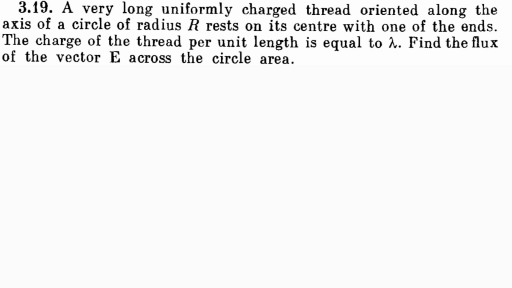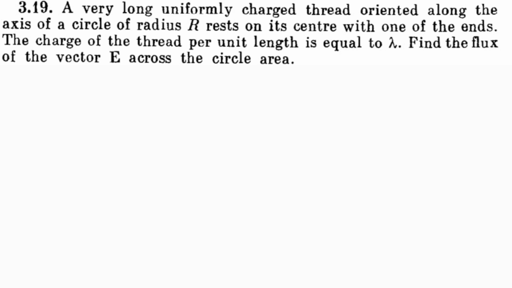So we are dealing with the electric flux series, and it is the first problem for the electric flux series. This is problem number 3.19, and the problem is stating: a very long uniformly charged thread, oriented along the axis of a circle of radius capital R, rests on its center with one of the ends. The charge of the thread per unit length is equal to lambda. Then find the flux of the vector E across the circle area.